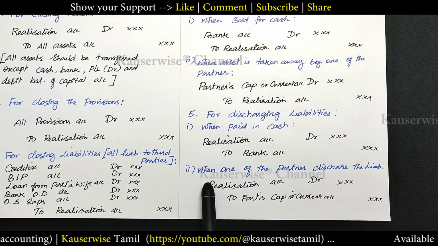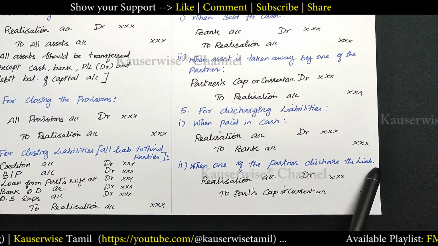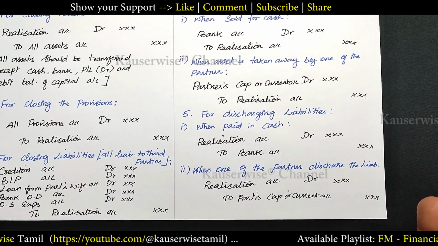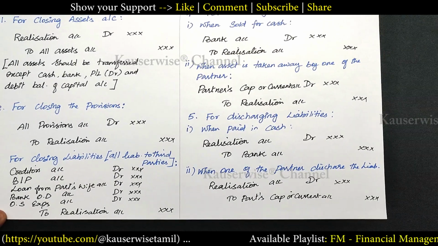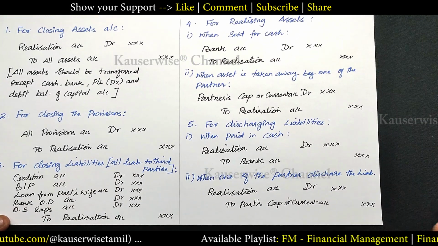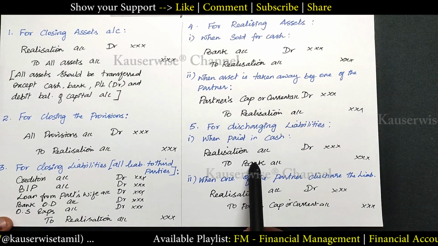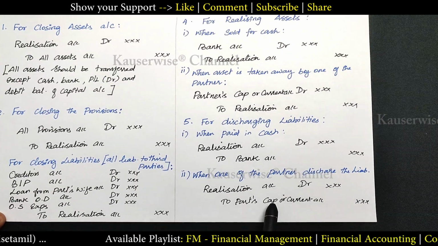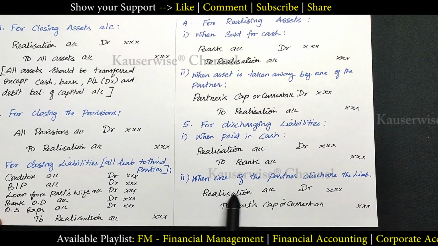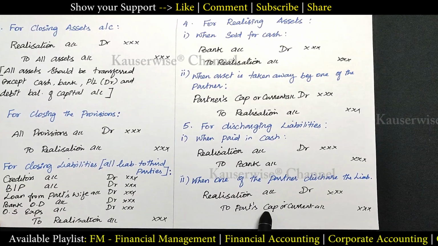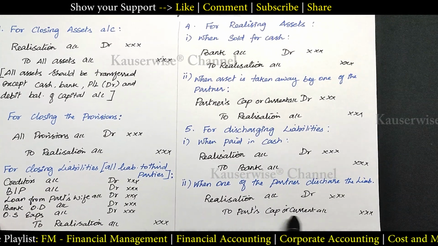The next one, when one of the partners discharges the liability. If any one of the partners takes up the responsibility to pay any particular liability, in that case, instead of bank, we need to enter partner's capital account. So entry: realization account debit to partner's capital account or current account accordingly.